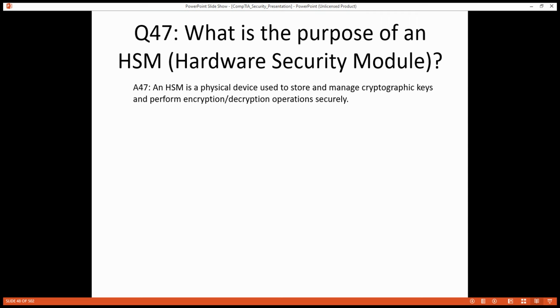Q47. What is the purpose of an HSM, hardware security module? A47. An HSM is a physical device used to store and manage cryptographic keys and perform encryption/decryption operations securely.